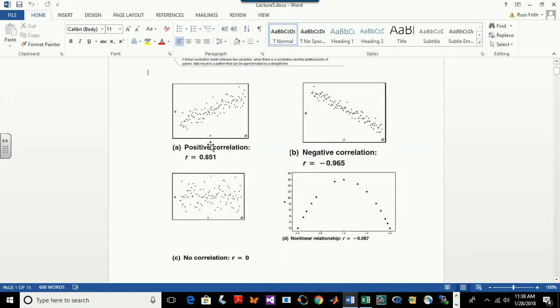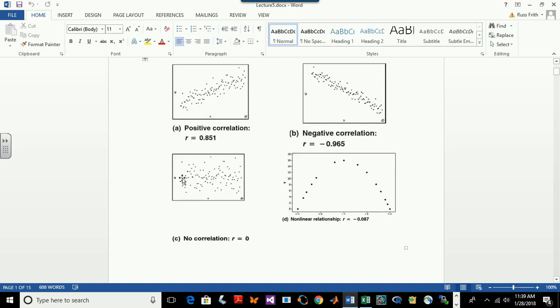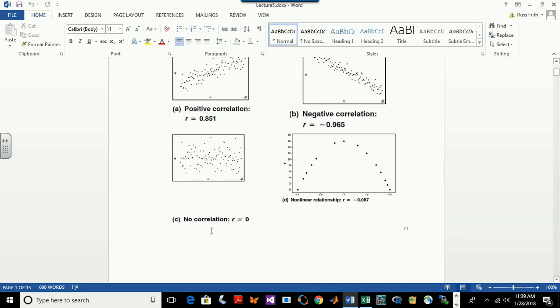Look at these particular slides. So in slide A, the scatter plot of points exhibits a positive linear correlation with correlation coefficient 0.851. In slide B, the scatter plot exhibits a negative correlation between the data point pairs, and its correlation coefficient is negative 0.965. In slide C, there is no way to draw a line that represents the scatter plot of data, so these points are not correlated and thus have a correlation coefficient of 0.